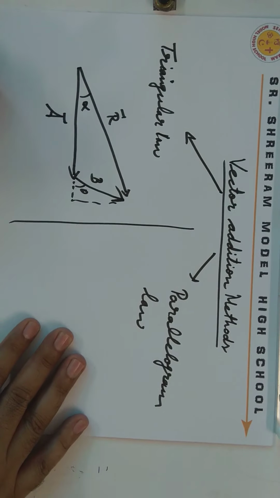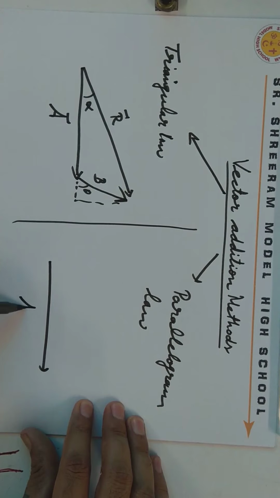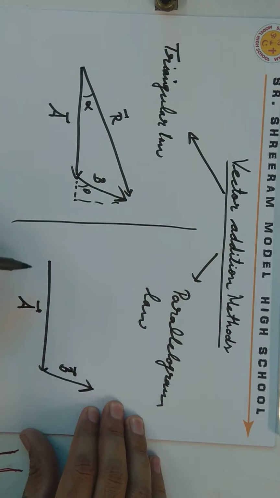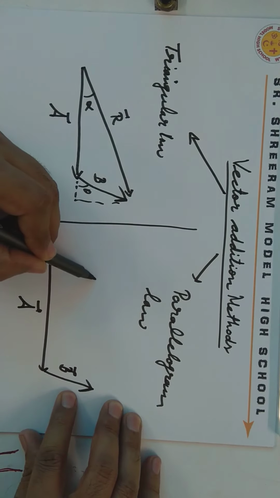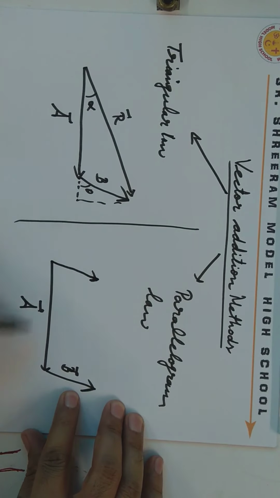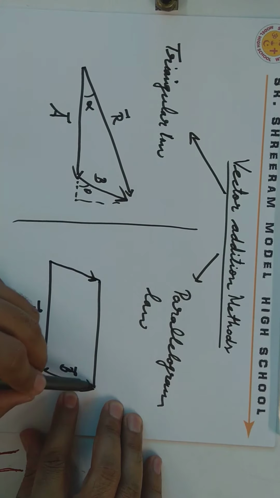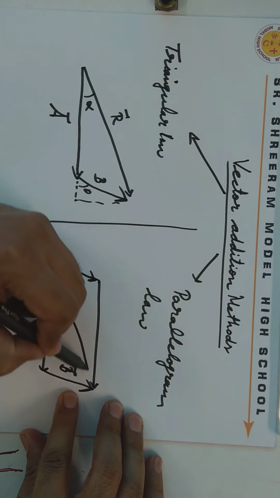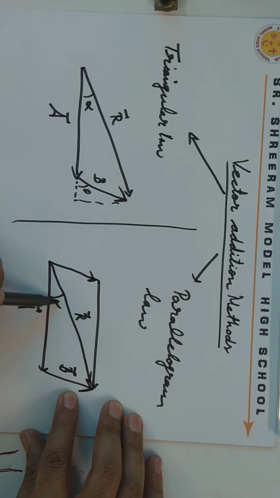Now in parallelogram law, what we do, we complete the parallelogram. This is vector A and B. We draw a line parallel to B and equal to the length of B, and similarly we draw a line parallel to A equal to the length of A, and we complete this parallelogram. Now the diagonal is the resultant vector, and this is the angle alpha.